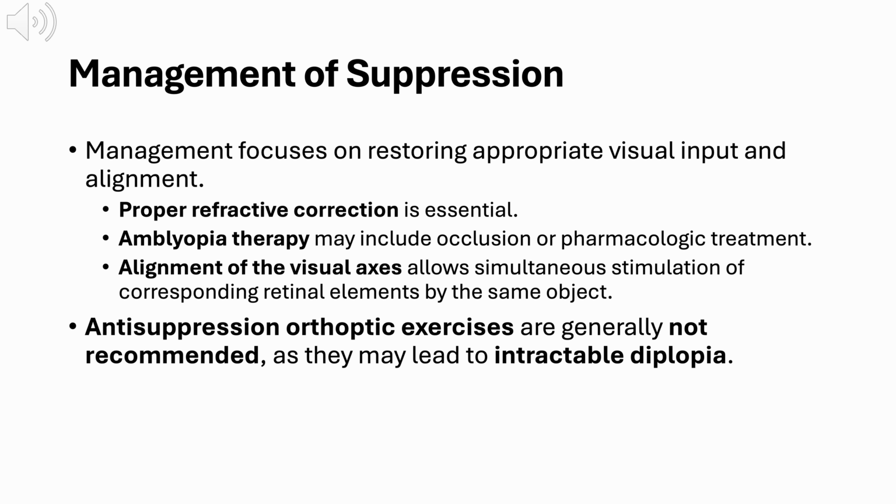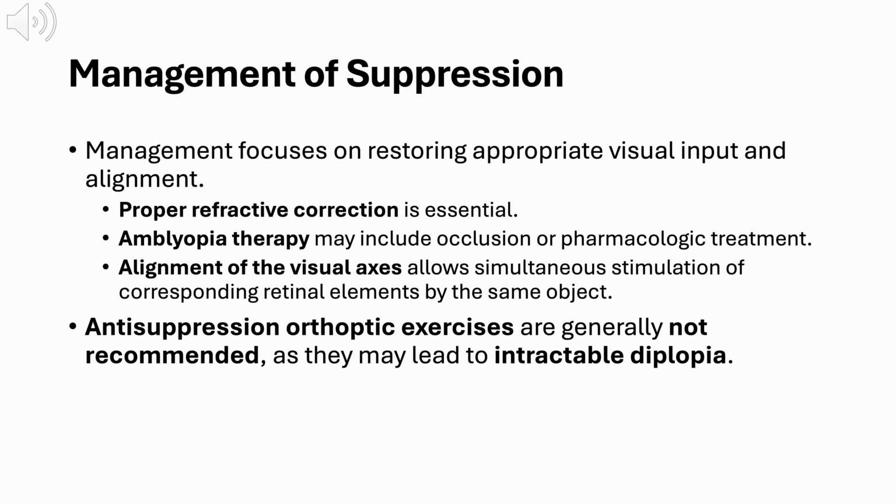This slide is about what to do once suppression is present, and just as importantly, what not to do. Management focuses on restoring appropriate visual input and proper alignment, not on forcing the brain to stop suppressing. The first step is always accurate refractive correction, because the cortex can't relearn binocular vision if one eye is still delivering a degraded image.